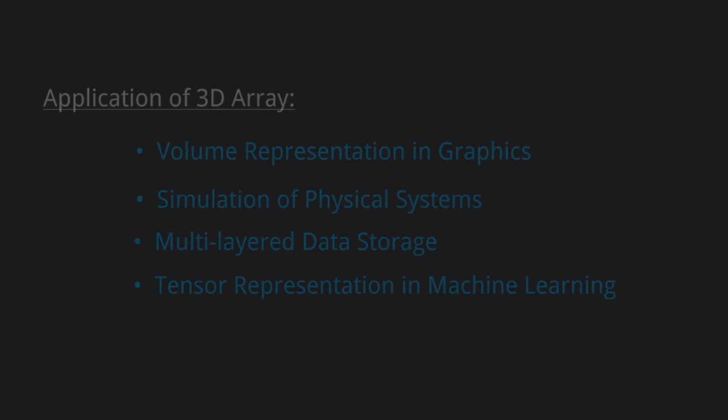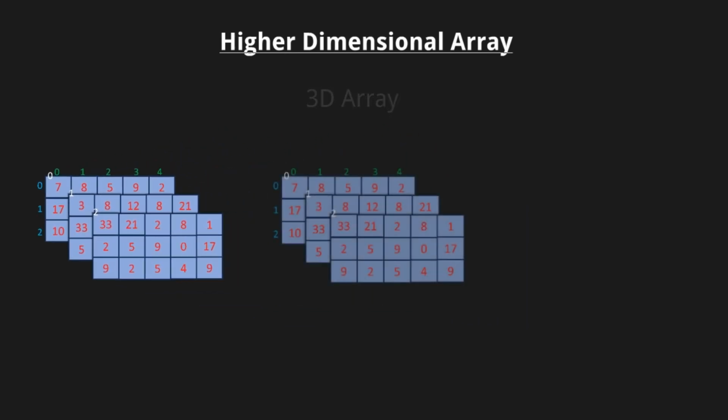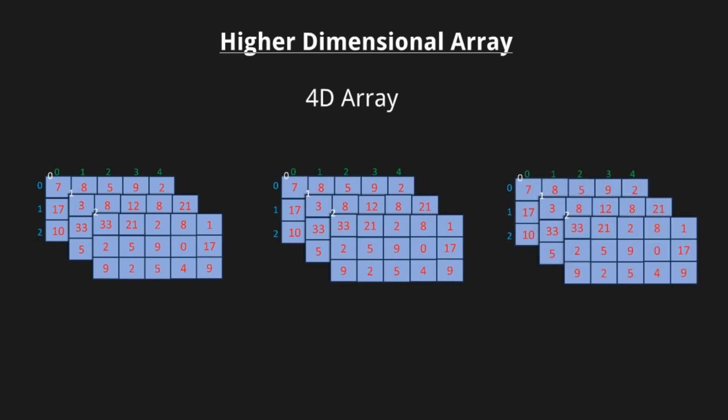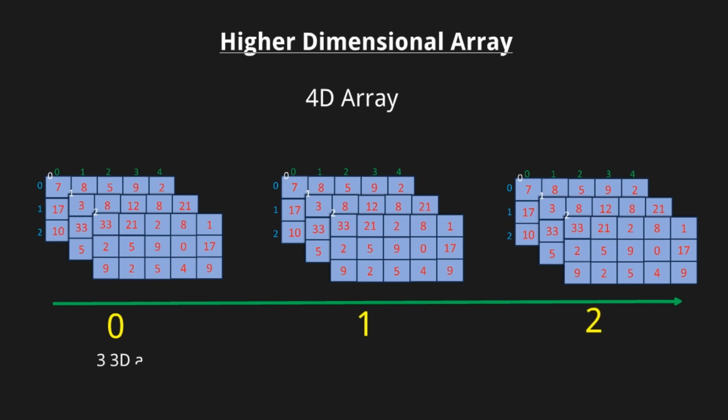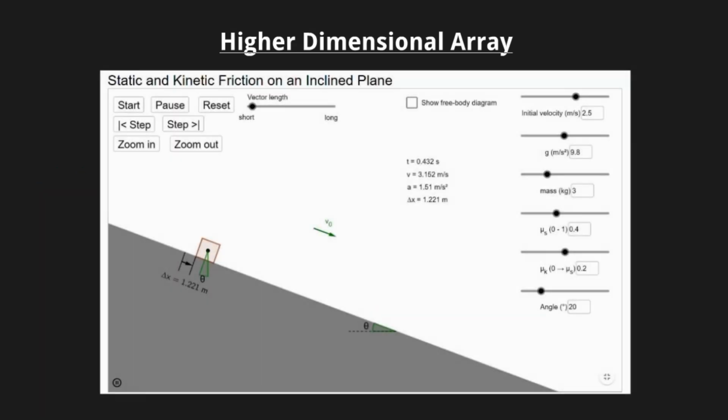This is nice. But what if our data is even more complex, requiring us to consider multiple layers or dimensions? This is where higher dimensional arrays come into play, providing an even more powerful tool to structure and organize information. As we move into higher dimensional arrays, such as 4D and beyond, we open up new possibilities for organizing and analyzing data. These multi-layered structures are invaluable in fields like physics simulations, where multiple factors need to be tracked simultaneously.